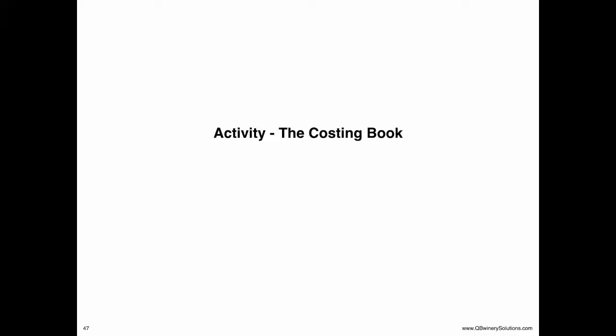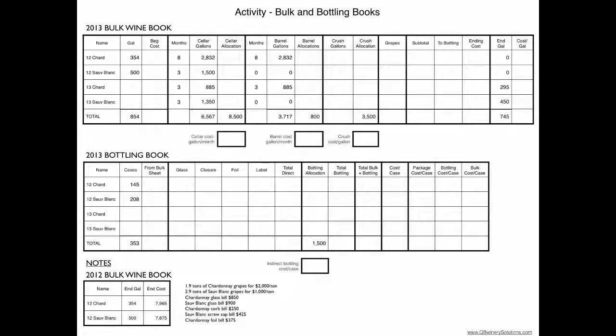Okay, the next activity is putting together a costing book. On this worksheet, you're going to fill in the blanks. First, take the worksheet that you did for the allocation math and use that sheet to fill in the various cells, as many cells as you can. Then once you have filled in those cells, do the math to fill in all the rest.